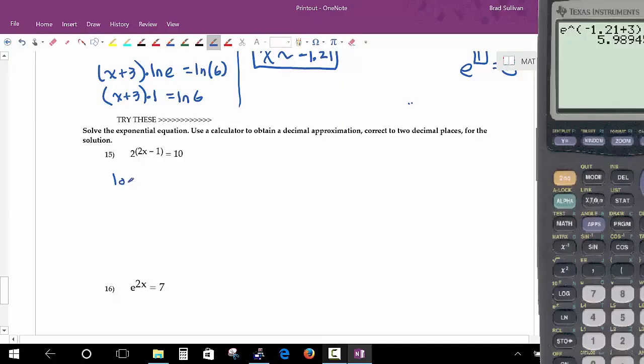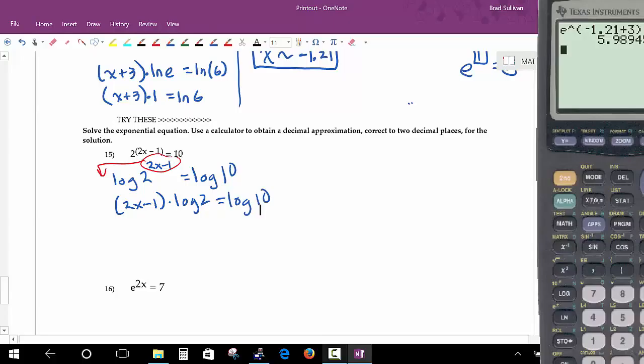I'm going to do log just because I haven't done it yet. I did the ln on the other 2 problems. I don't care. If you do it this way, it works out just fine. So I'm going to do it this way. Of course, I can bring the exponent down in front. So when I do that, I'm going to have 2x minus 1 times the log of 2 equals the log of 10.